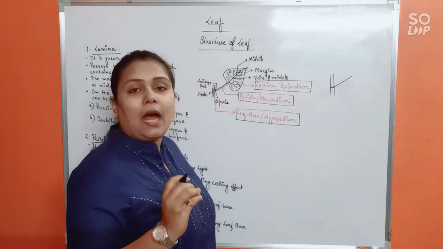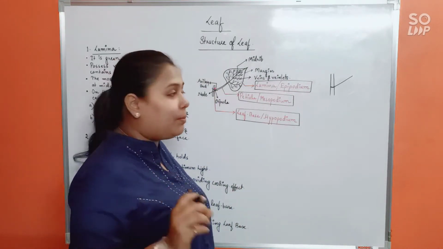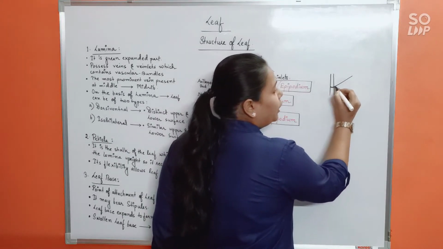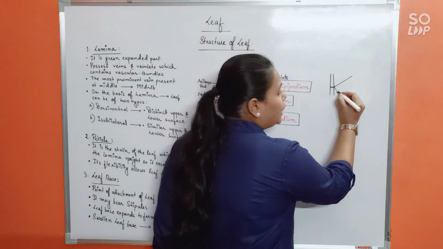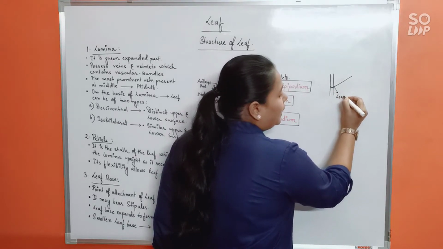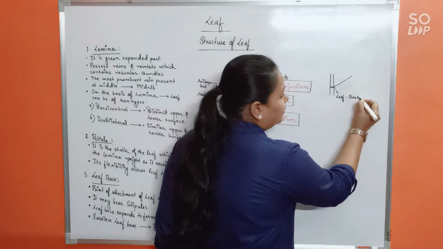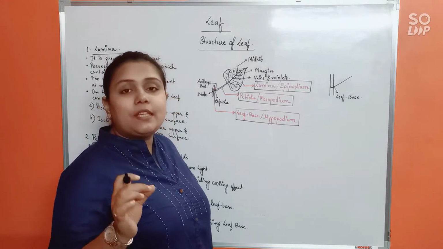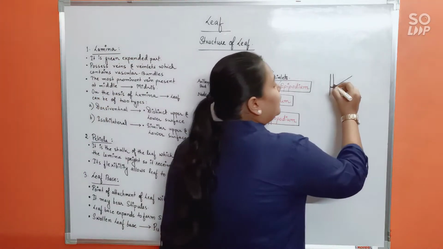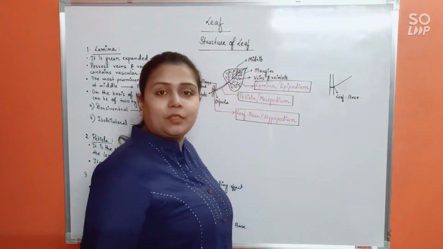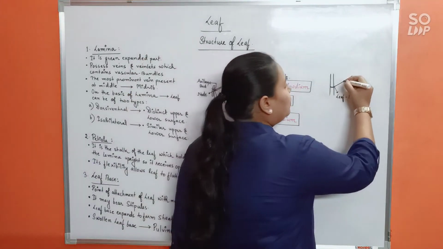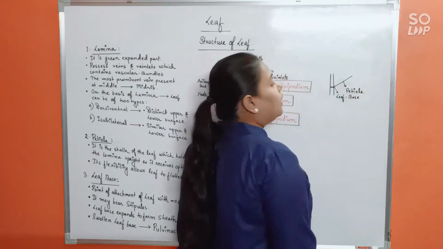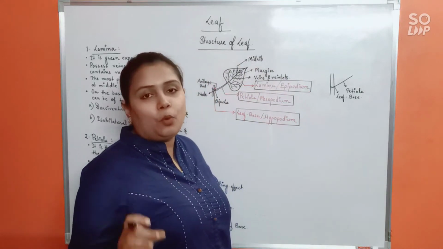the leaves in the higher plants mostly possess three parts. One part is the point of attachment of the leaf with the node. This point of attachment is called the leaf base, or hypopodium. Alright, so this is one part of the leaf. Then comes the stalk of the leaf. The stalk of the leaf is called the petiole, or mesopodium. Alright.